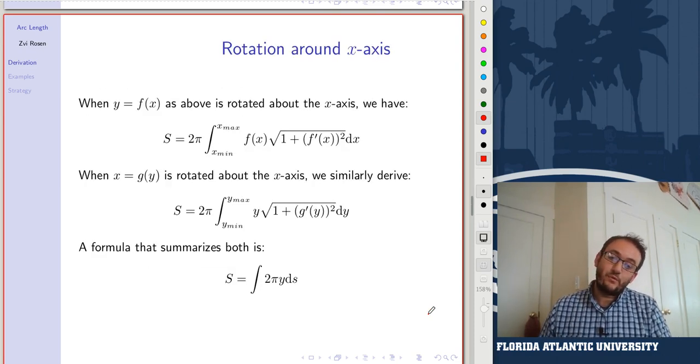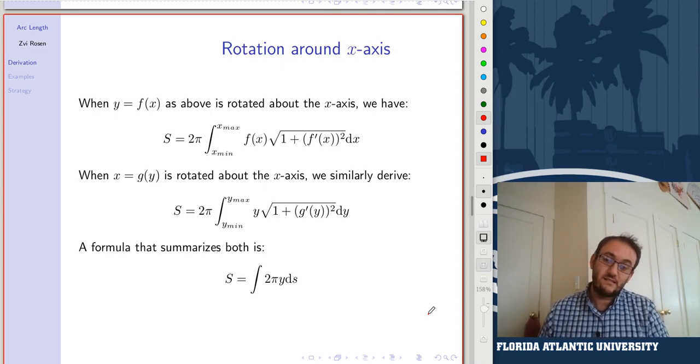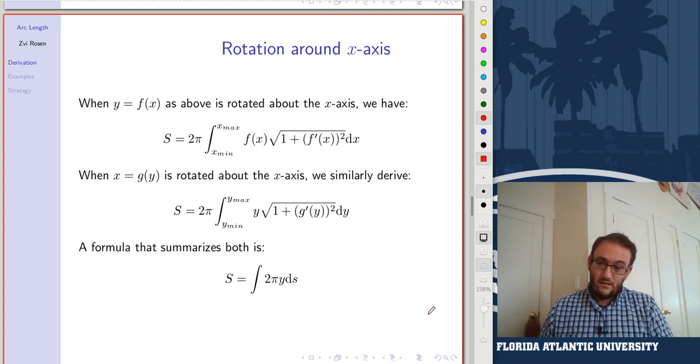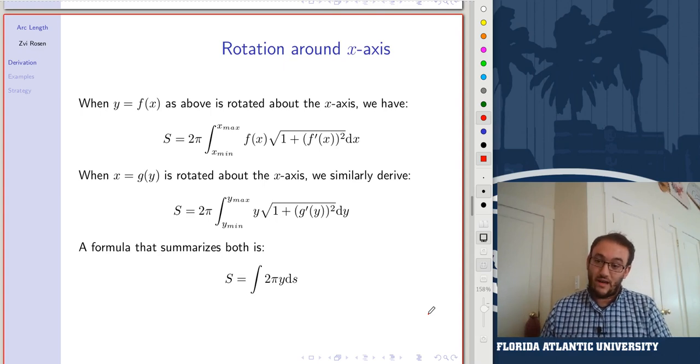To summarize what we do when we're rotating around the x-axis: when y equals f of x as above is rotated about the x-axis, we have S equals 2 pi times the integral from x min to x max of f of x times the square root of 1 plus f prime of x squared dx. When instead we have x as a function of y, when x equals g of y is rotated about the x-axis, we similarly derive S equals 2 pi times the integral from y min to y max of y times the square root of 1 plus g prime of y squared dy. A formula that summarizes both is S equals the integral of 2 pi y ds.